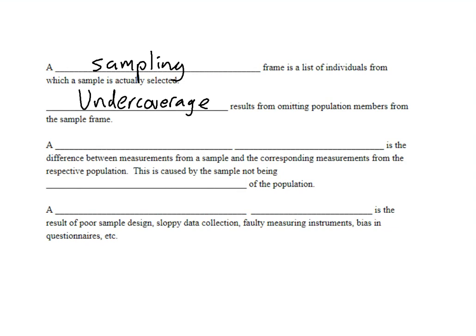So, think of a class list, and I leave off maybe all of the males whose first names begin with M. Well, we're omitting population members from the sample frame. That's undercoverage.